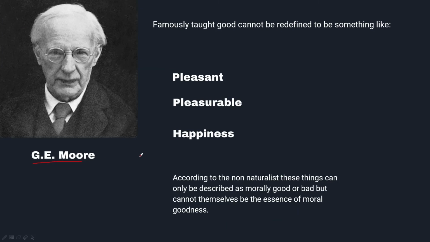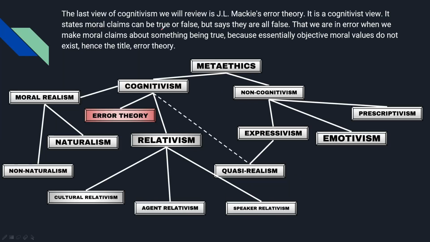G. E. Moore famously taught that good cannot be redefined to be something like pleasant, pleasurable, or happiness. According to the non-naturalists, these things can only be described as morally good or bad, but cannot themselves be the essence of moral goodness. The last view of cognitivism we will review is J.